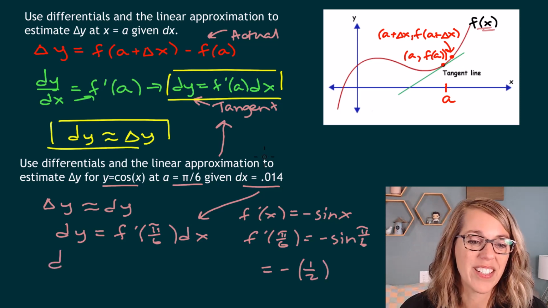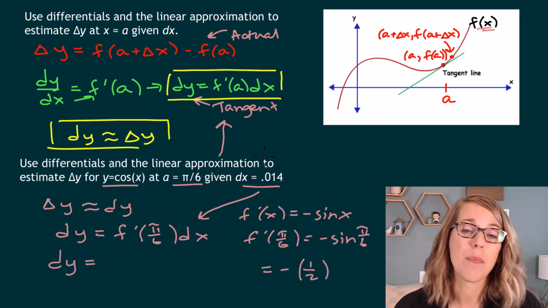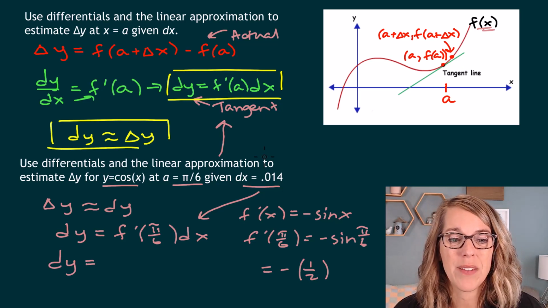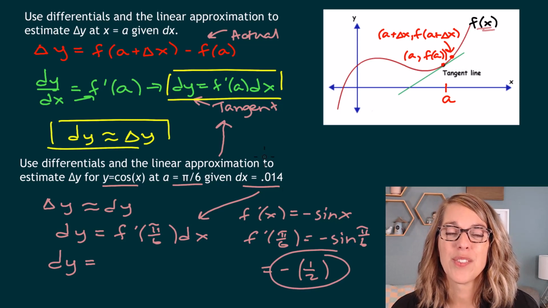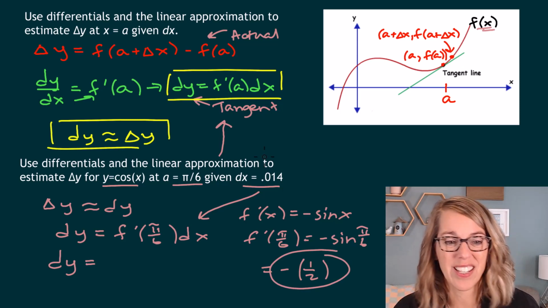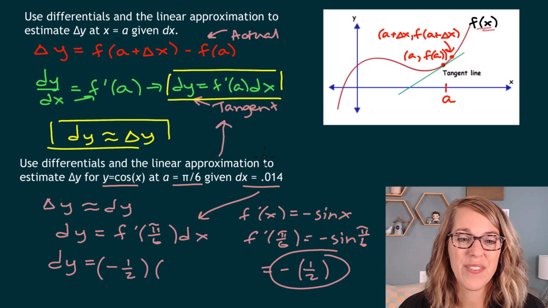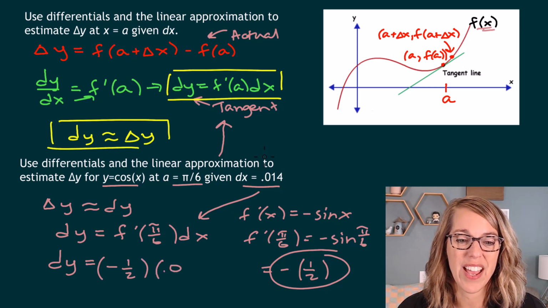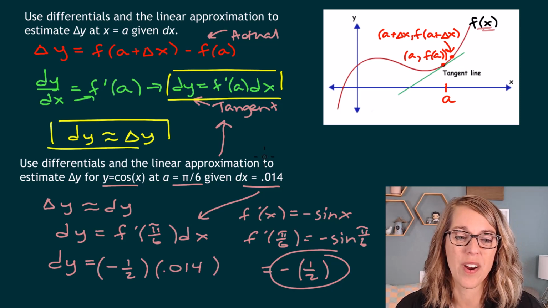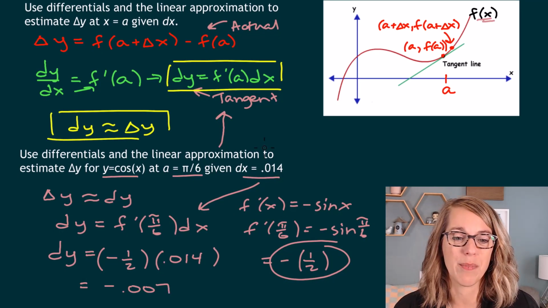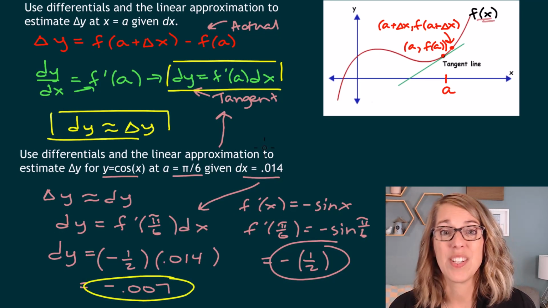So as I put everything together then, dy, which is approximating delta y, the actual difference, is going to be the derivative at pi sixths, that's negative 1/2, times the difference in the x direction, which we were given as 0.14. If I go ahead and do that calculation, I end up with negative 0.007, and this is my approximation for dy.